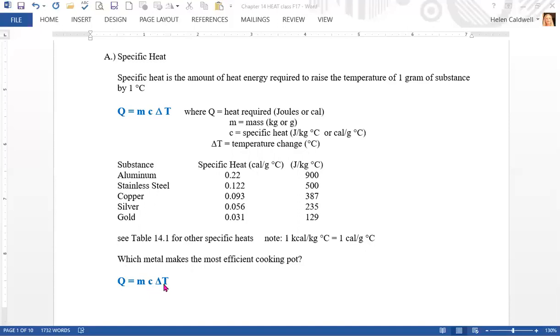So for delta T to go up, up, up, but to keep this equal sign, if one thing goes up, another thing on that side has to come down or the equality isn't true. So if delta T goes up, up, up, then little c has to come down, down, down. So what we want is the metal with the smallest specific heat, and in fact that is gold. If you look at your list, that would be gold.